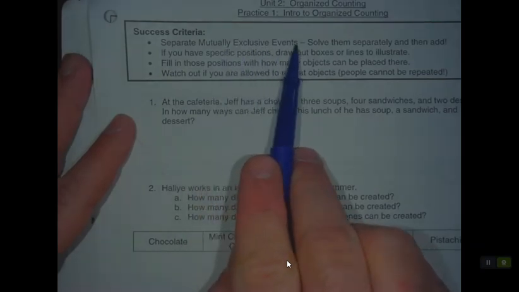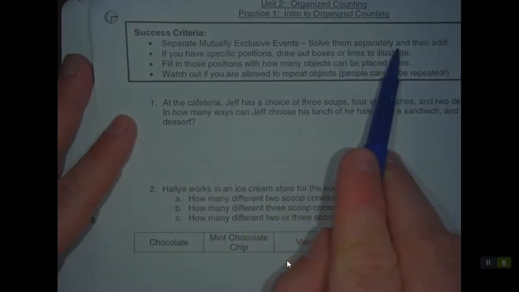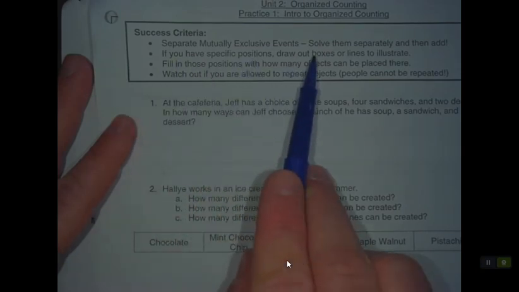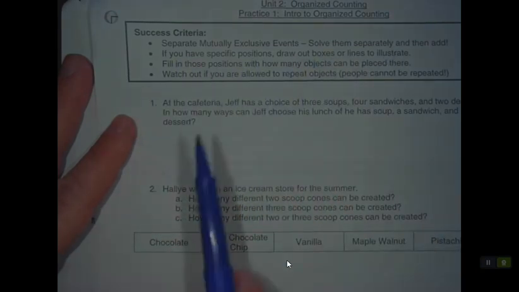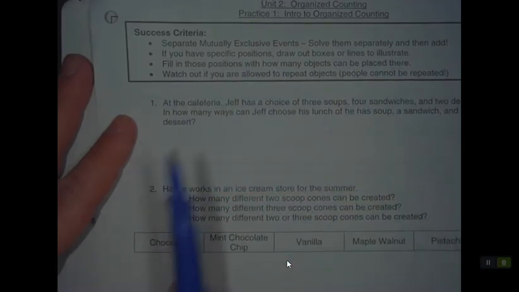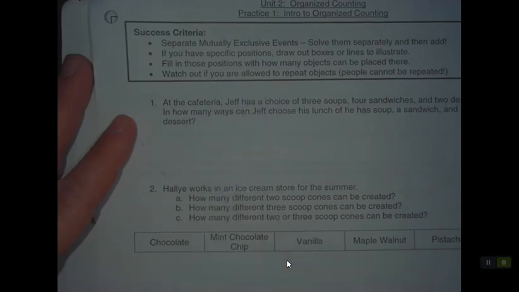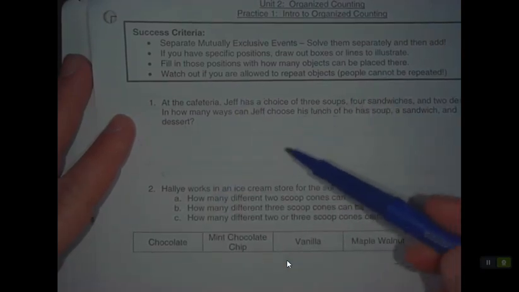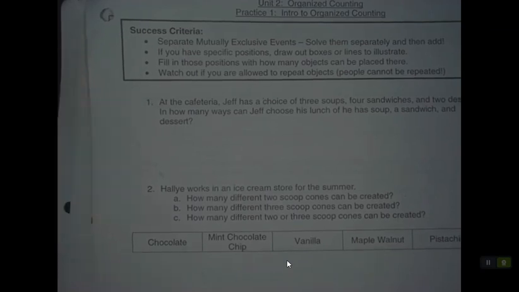Okay, so hopefully that takes away from the lesson, and the idea there is you can split up mutually exclusive events, so solve them separately and then add. If you have specific positions, draw out the boxes or lines to illustrate it. Fill in those positions with how many objects can be placed there. And you have to kind of watch out if you're allowed to repeat objects. People can't be repeated. Give that a question to go, and we will talk soon.